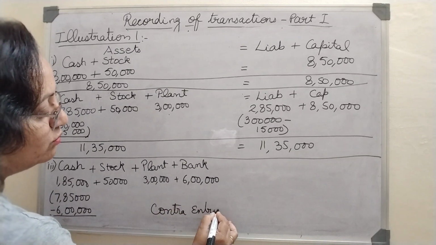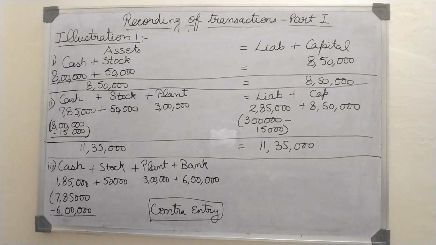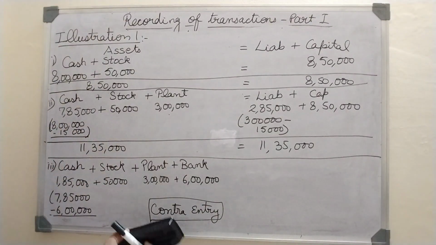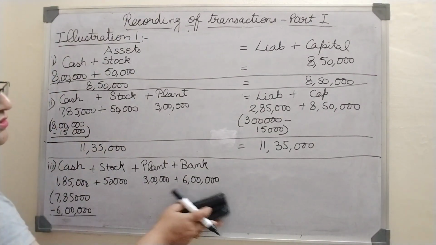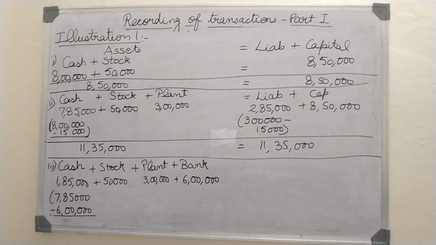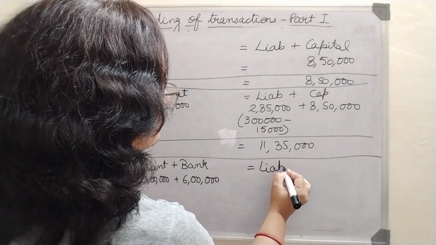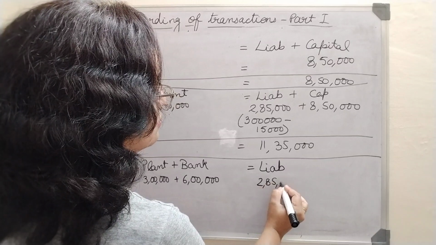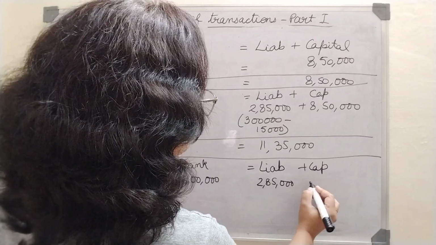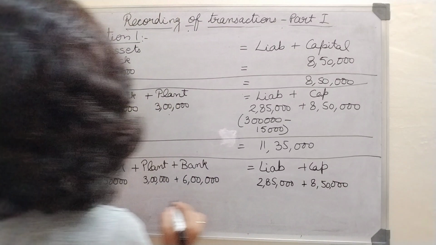Okay, this contra entry you will be doing again when you will be doing the journal entry, the next step that we will do again. But this you should know, when cash and bank are affected together, they are called as contra entry. This concept we will be visiting again later. So now liabilities and capital are not affected. Liability is 2 lakh 85,000 and capital is 8,50,000. It remains the same.